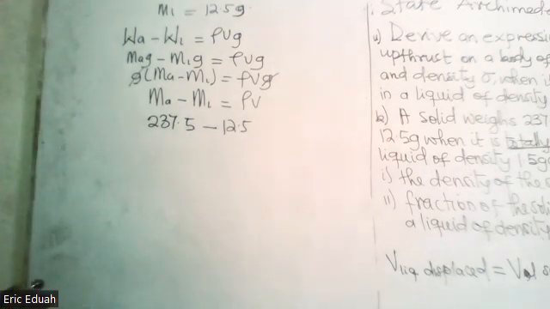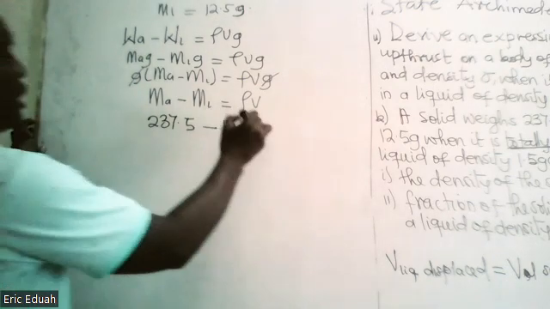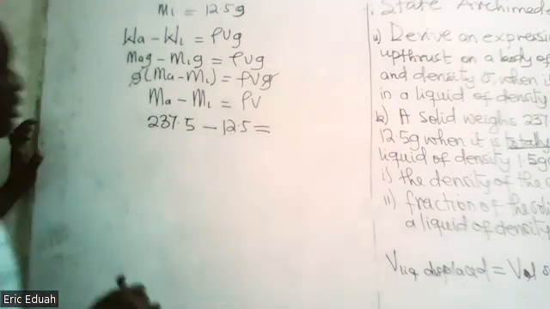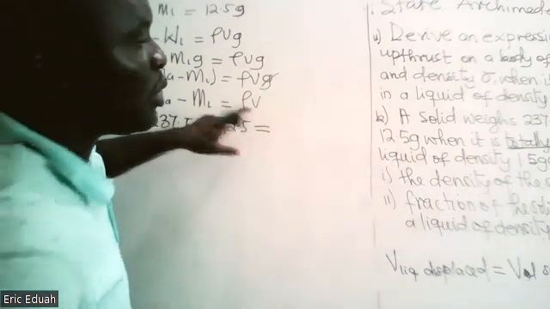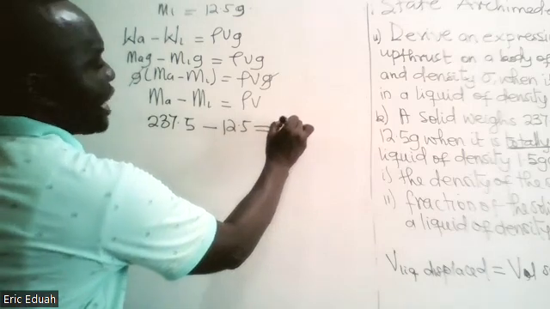Okay. So this is equal to the density of the liquid, 1.53.